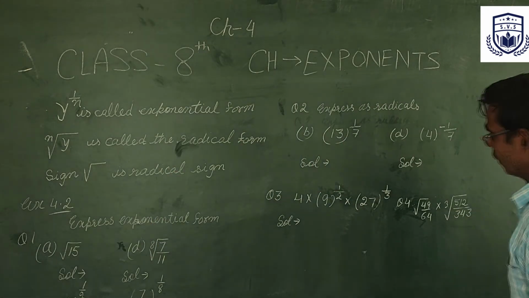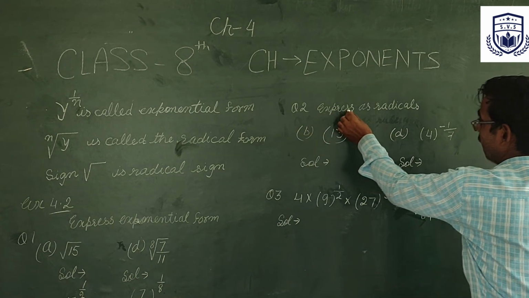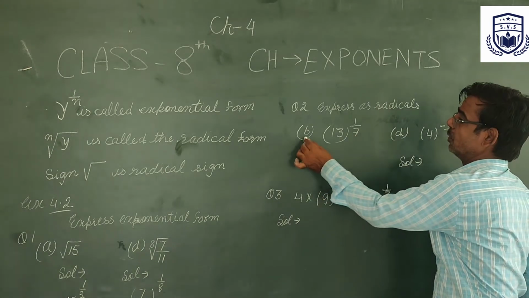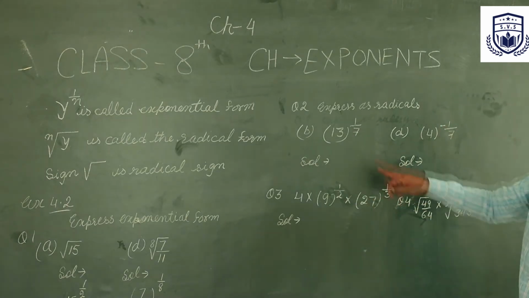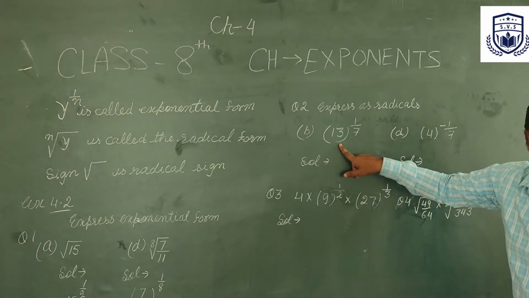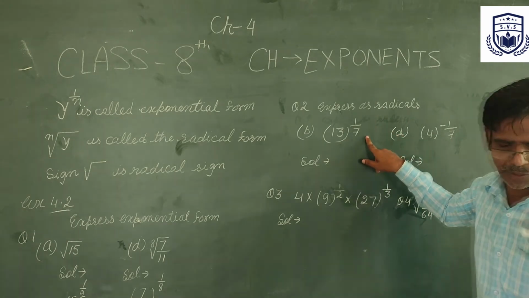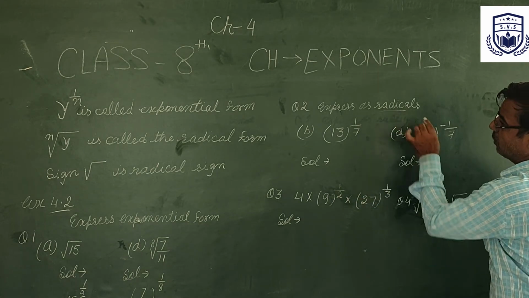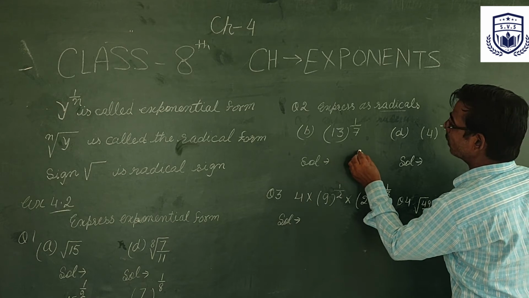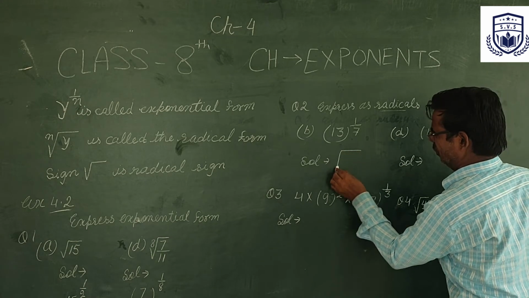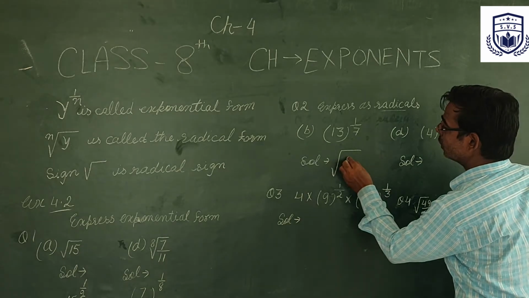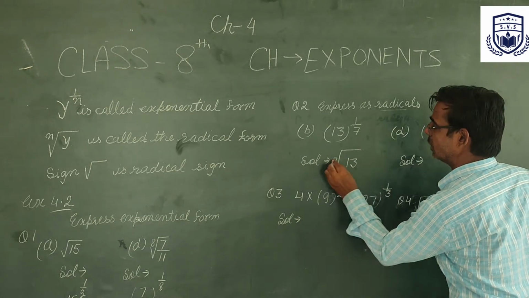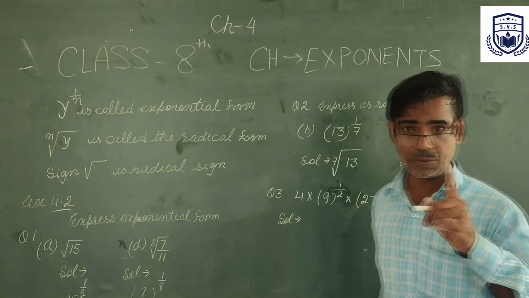Now, question number 2. Express in radical form. In question number 2, 30 is the base. 1 over 7 is the power. Clear? Now, we will write here in the radical form. Look. Under root sign 30, 7. We will write here. Clear? Any problem?